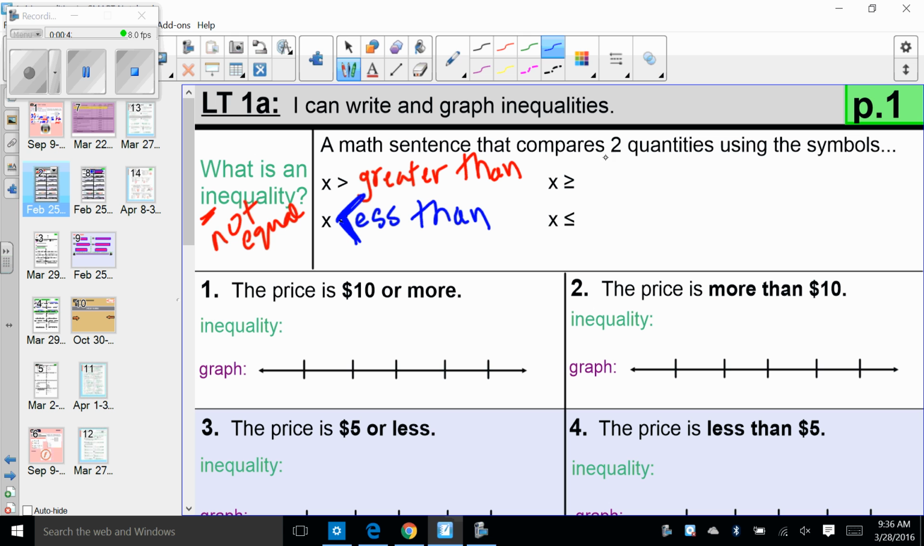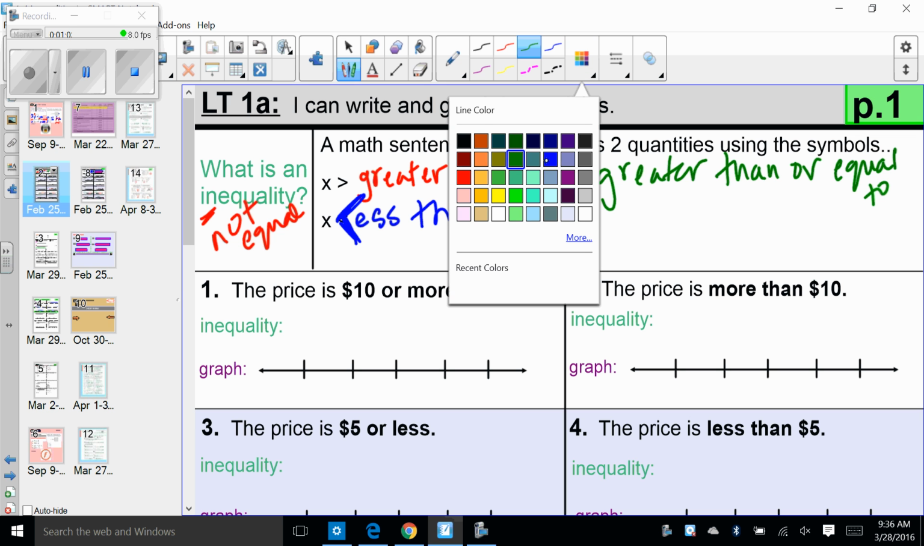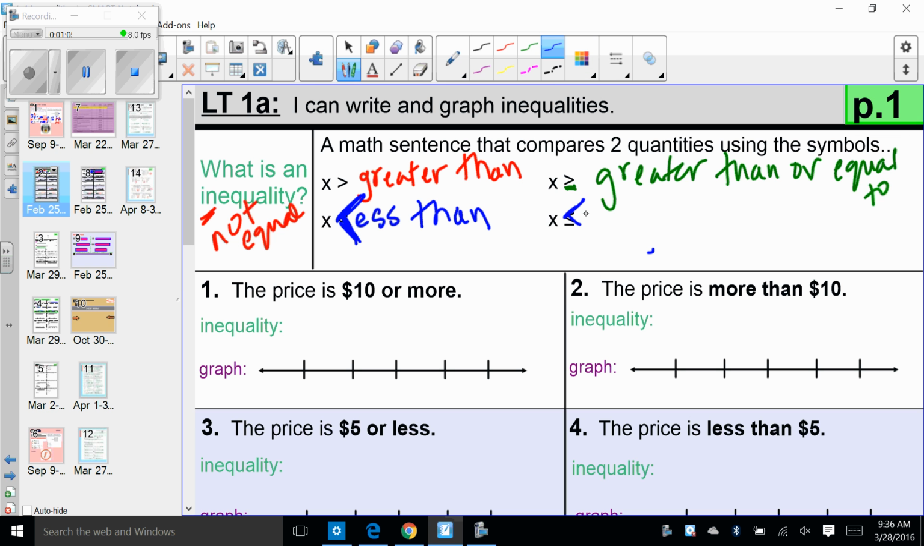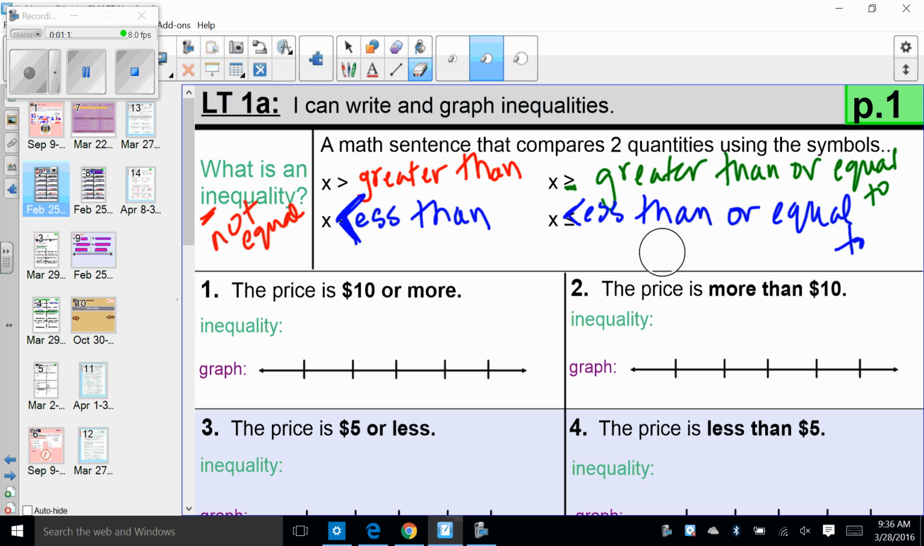So then over here we have this equal to options. We have this equal to bar where now we're going to include that equal to option. So we're going to say that it is greater than or equal to. So we have this option of greater than or equal to. And then on the bottom one, we have this less than symbol. So we're going to say less than or equal to. So I'll let you catch up there on your notes, and then we're going to talk about how to graph those. So go ahead and get those notes down first, and then we'll talk about how we would graph those.